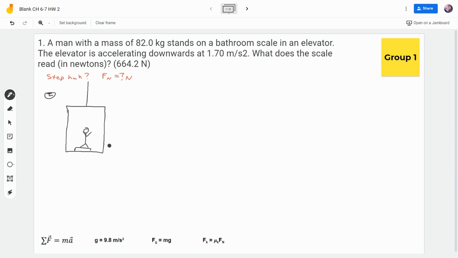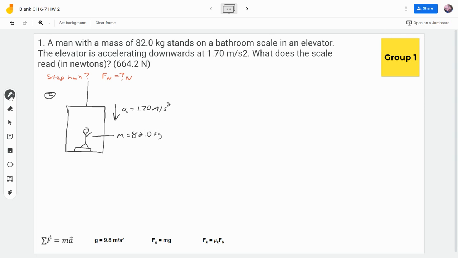Let's see. The elevator is accelerating downwards at 1.70 meters per second squared. So I'll write it like that. I know it's downwards, so maybe it should be negative, but I'm not going to do it that way. I'm going to write it as a positive number. I will remember that it's downwards by having this downwards arrow right there. And the other thing we know is that this guy's mass is 82.0 kilograms. So that's what we've got.